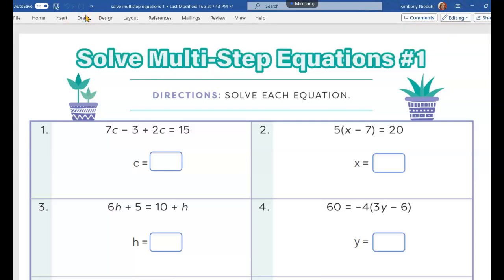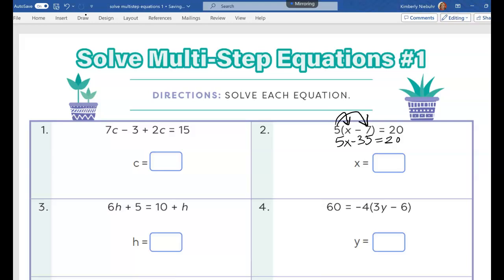First thing we need to do is work with the distributive property. 5 times x, 5 times minus 7. So 5 times x is 5x, and then 5 times negative 7: 5, 10, 15, 20, 25, 30, 35. So that's going to give us negative 35. We no longer have the parentheses, and then that equals 20.